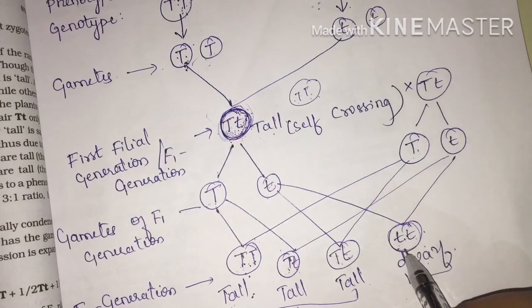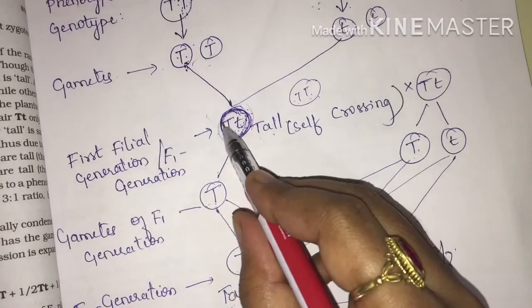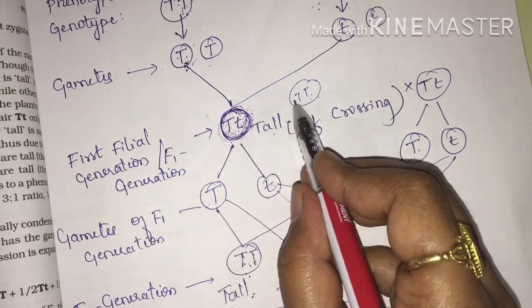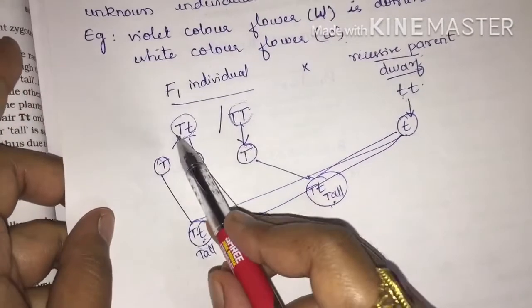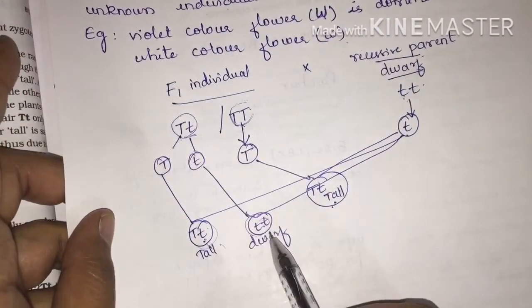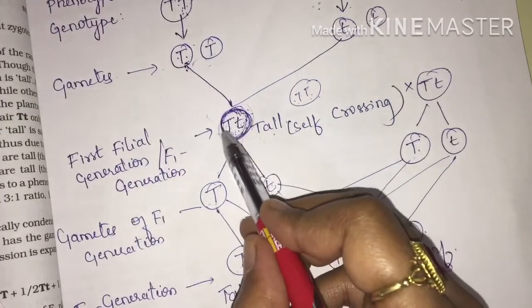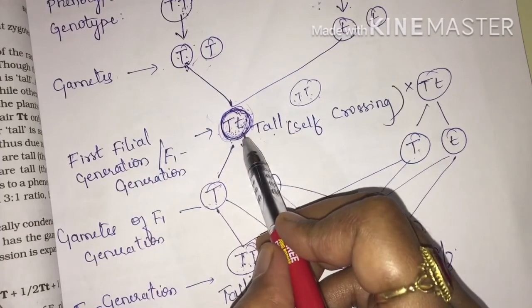So when we have got dwarf in the F2 generation, then the F1 generation must be in a heterozygous condition, not in a homozygous condition. If it would have been homozygous, we would have got all tall. If it has been heterozygous, we'll get tall and a dwarf. So in the F2 generation, we have got tall and a dwarf. So that's why we can say this F1 individual, or unknown individual, is heterozygous in condition.